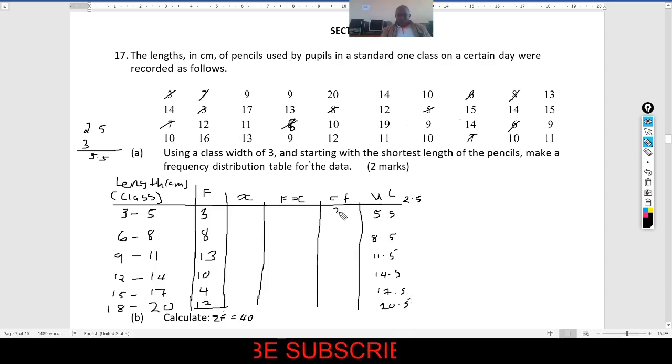Cumulative frequency: you start with 3. 3 plus 8, you get 11. 11 plus 13, you get 24. 24 plus 10, you get 34. 34 plus 3, you get 37... wait, 18 to 20, there were 2, not 12, there were 2. So the last one is 40, because 38 plus 2, you get 40. So we have 40 here. That is the cumulative frequency.